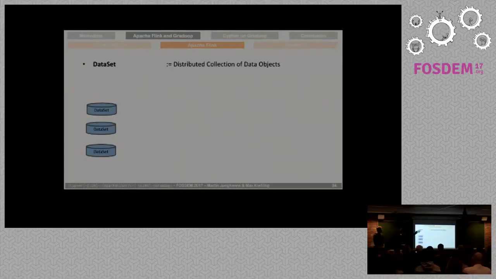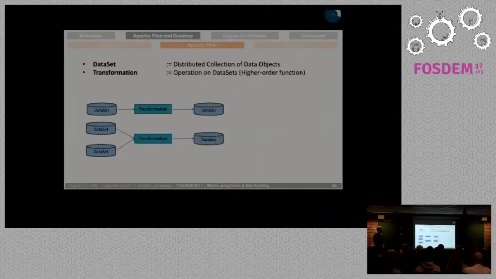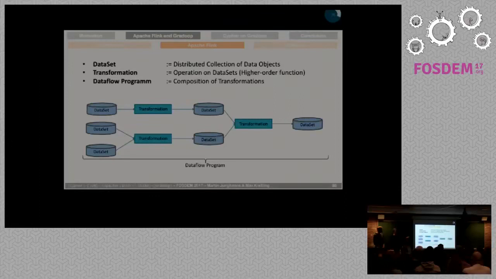So what are the basic abstractions that you have in Apache Flink? One is a data set. A data set is just a distributed collection of data objects like POJOs, so normal Java objects or tuples, things like that. And then you have transformations, and transformations are just operations on data sets to produce another data set, like for example map or reduce. So for example, we have a data set here, and a transformation produces a new data set.